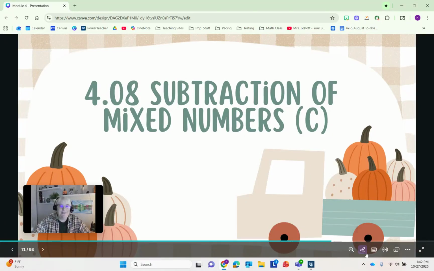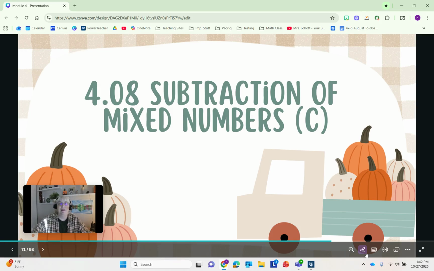Hello, Mrs. Lohoff here. This is lesson 4.8, subtraction of mixed numbers in the real world. So we're going to look at some situations that can happen in life. They really can. Especially two of the three examples are seriously something that can happen in real life, and we'll solve the math problems that go along with them, which also include mixed numbers.